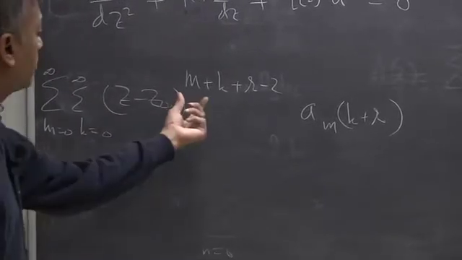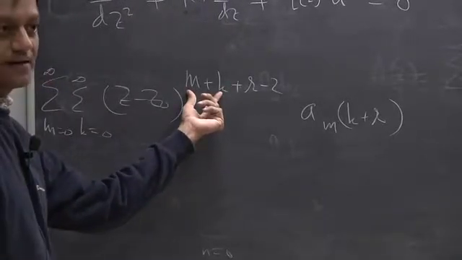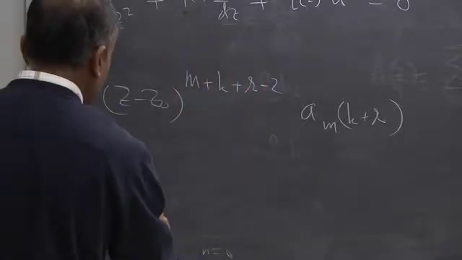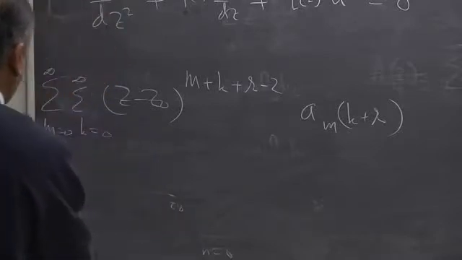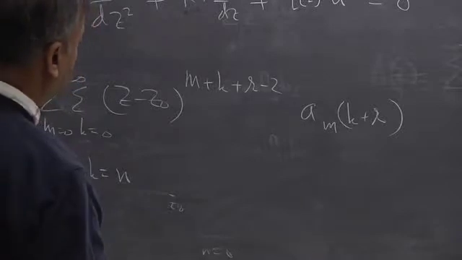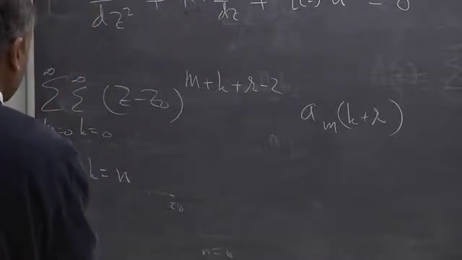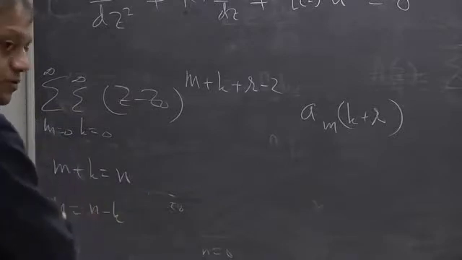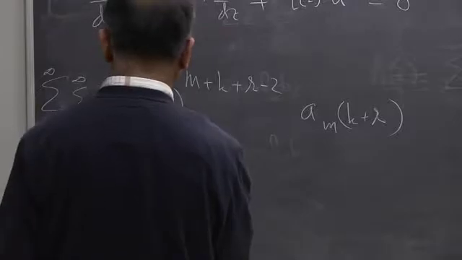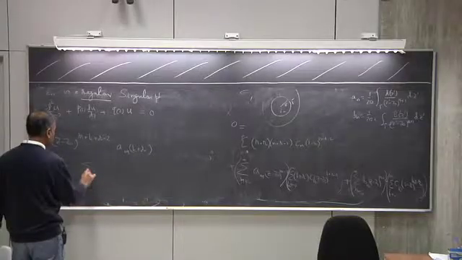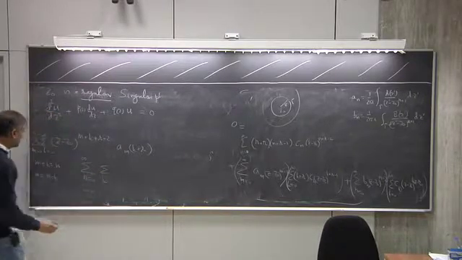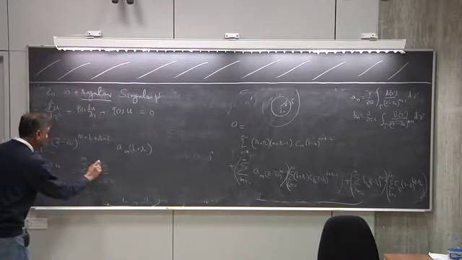But let's do the following. Let's call m plus k equal to n. Then I can rewrite this sum. So call m plus k equal to n, and therefore m equals n minus k. This equation tells me. Okay. So then I can write this double sum as n equal to 0 to infinity and k equal to 0 to n. Why n?